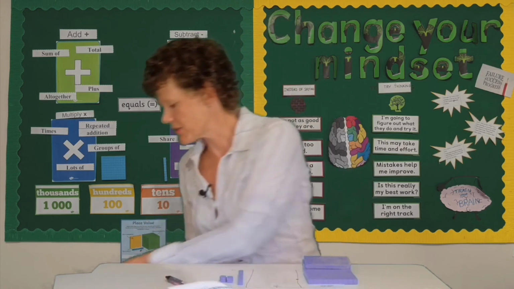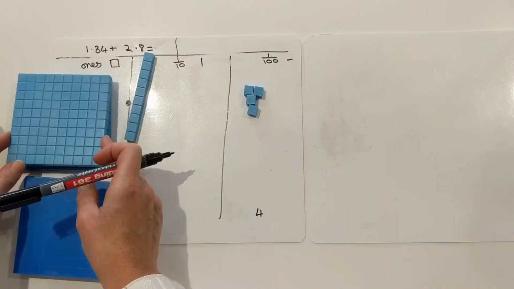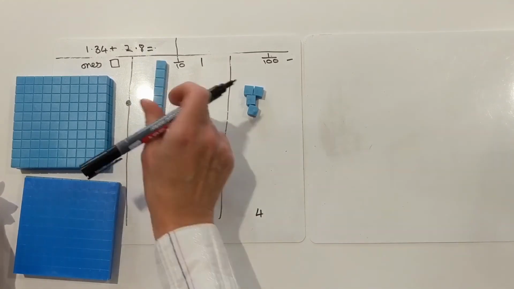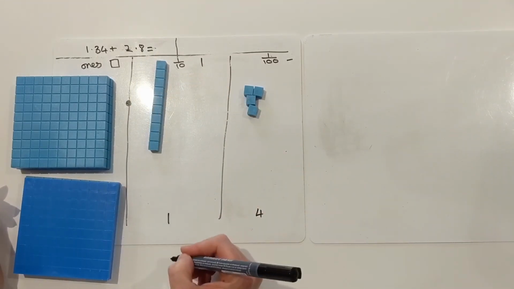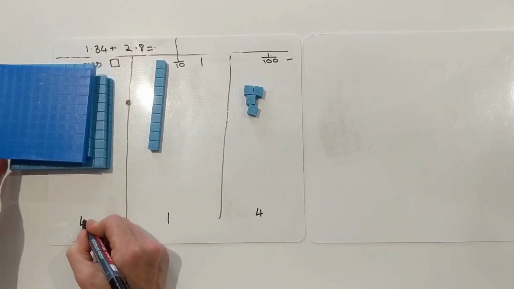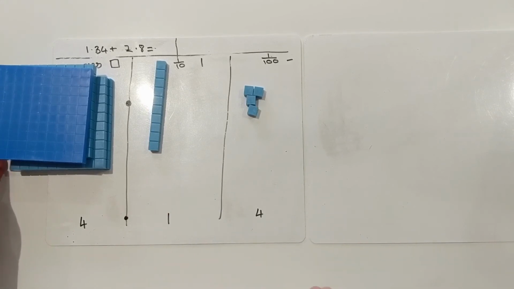These go back in the tray. And I get out one of my ones, put that into my ones column. I've now just got my 1 10th left in my tenths column. How many ones have I got? 1, 2, 3, 4. So I've got 4. So my answer is 4.14.